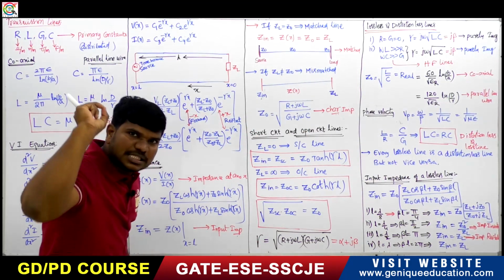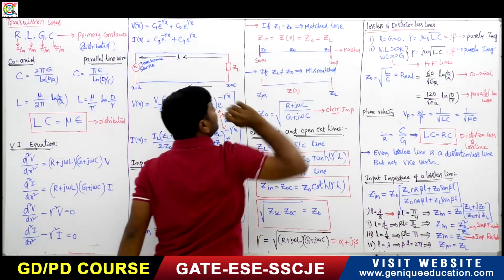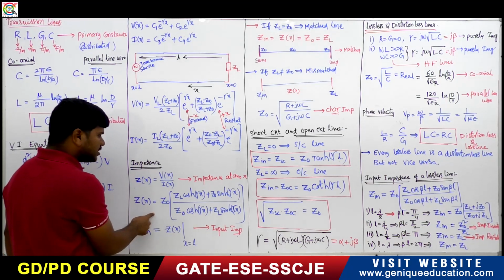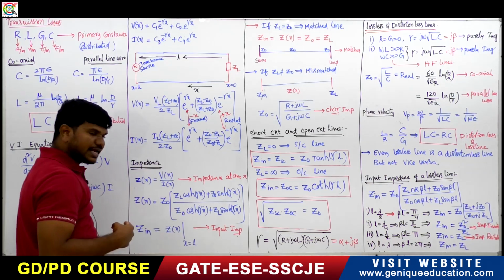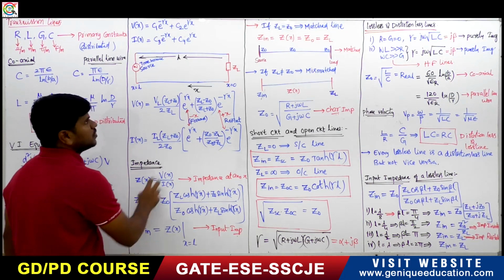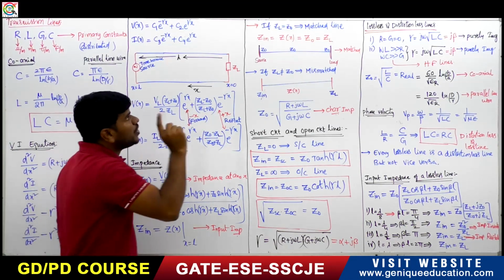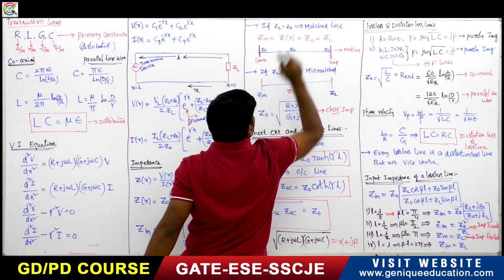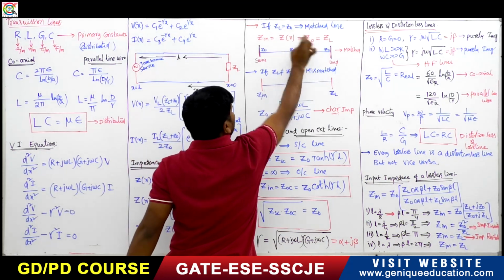If you do the small thing, what is that small thing? If you put ZL is equal to Z0 here, what happens? What is the Zin? Z of x is equal to how much? If you put ZL is equal to Z0, this entire thing will get cancelled. Only you will get Z of x is equal to Z0. What we are doing? ZL is equal to Z0. Anyhow, these two are equal, if you put like that. So that means Z of x is equal to Z0.